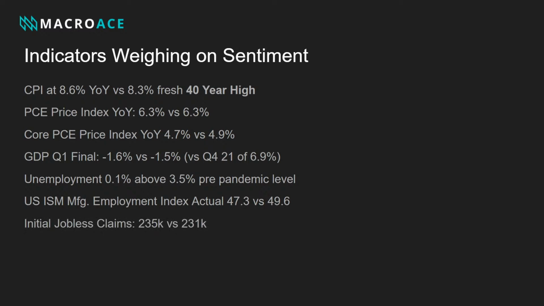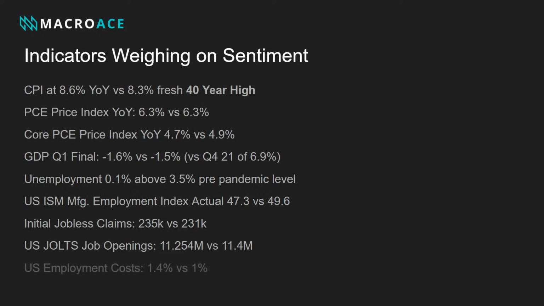Then initial jobless claims this week, we had 235k versus 231k for the prior. And US job openings, which we had this week, was at 11.254 million versus 11.4 million. And then the employment costs, which we'll get out at the beginning of the second quarter, but this for Q1 at 1.4% versus 1%. Then the triggers for non-farm payrolls.